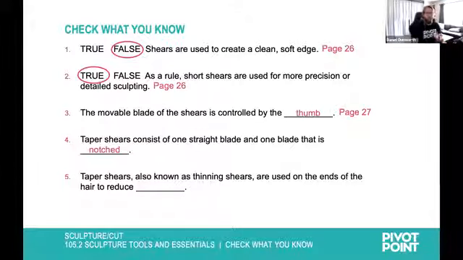Let's move on to the very last question of review, and then I'm going to give you guys a bonus tip at the end of the lesson here. Taper shears, also known as thinning shears, are used on the ends of the hair to reduce what? What do taper shears help reduce? Okay. Again, a few different ways you could probably describe this, so let's hear what you would use.